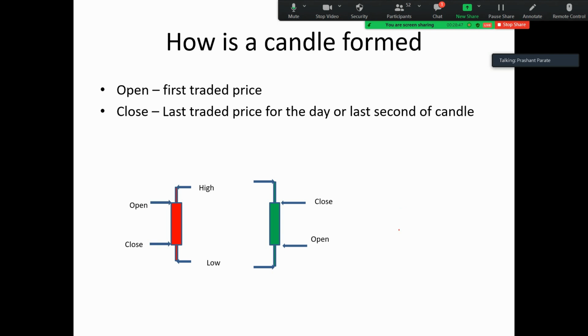Close is the last traded price for the day, at the close of the time, meaning 3:30. Then there are high and low. So these four things basically form one candle: high, low, open, close. It is also called OHLC.